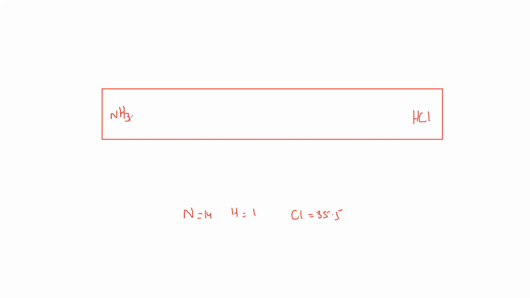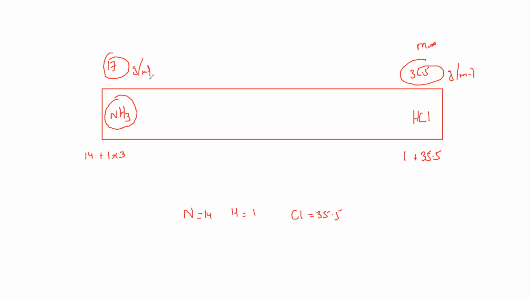So when we work out the molecular mass for the NH3 gas, nitrogen is 14 plus hydrogen is 1 times 3, so the total mass will be 17. For HCl, when we work out the mass, the mass of hydrogen is 1 and chlorine is 35.5, so 1 plus 35.5 will be equal to 36.5. The unit of mass is gram per mole, so 17 gram per mole for NH3.